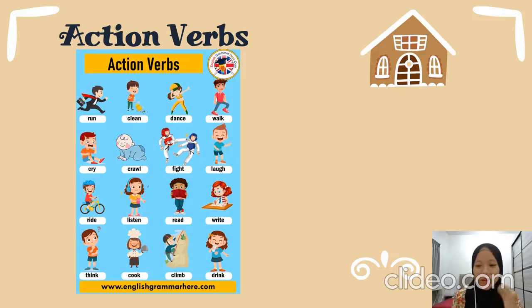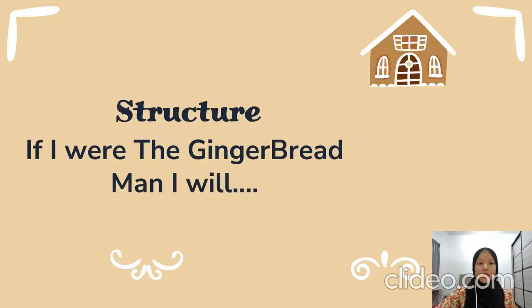So when they get to know what the action verbs are, they will get an idea on how they can provide an alternative scene to the story that we have read just now. So basically, these are the action verbs that they can use to provide me the alternative scene ideas for that particular scene where the gingerbread man met the fox. Alright, and the structure that they will be using is: if I were the gingerbread man, I will. So they need to use this particular structure when they do the alternative scenes after this.